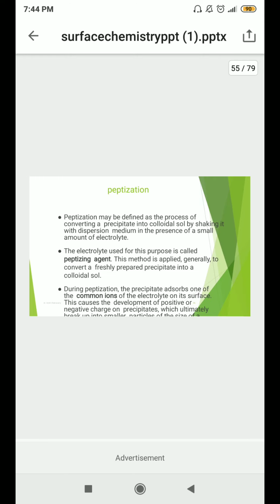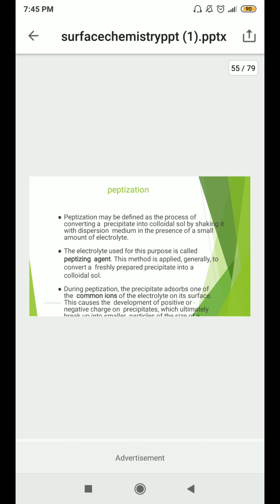What is peptidization? Let me tell you the definition. Peptidization may be defined as the process of converting a precipitate into colloidal sol by shaking it with dispersion medium in the presence of a small amount of electrolyte. So basically it is a process through which there is a transformation, or we can say a conversion of a precipitate into colloidal sol. In this, we have to shake it with the dispersion medium in the presence of a small amount of electrolyte.